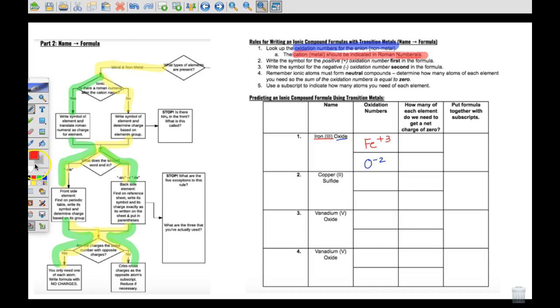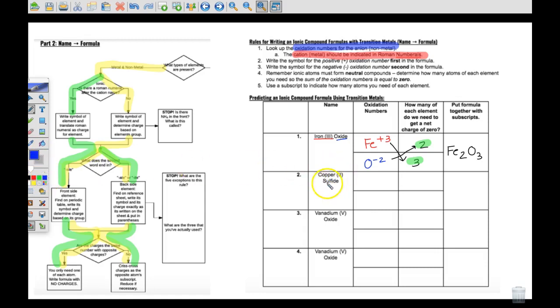So because these numbers are not the same, I'm going to have to crisscross. I'm going to pull the 3 down. I'm going to pull the 2 up. So now these numbers that I'm currently highlighting in green represent the subscripts of my formula. So it'll be Fe2O3. Let's do another example together.